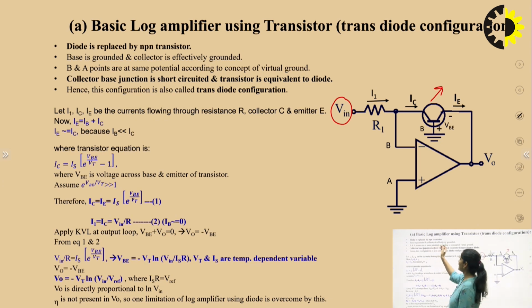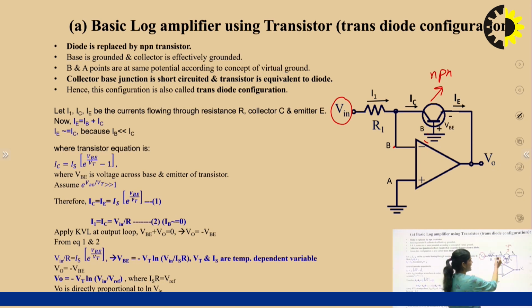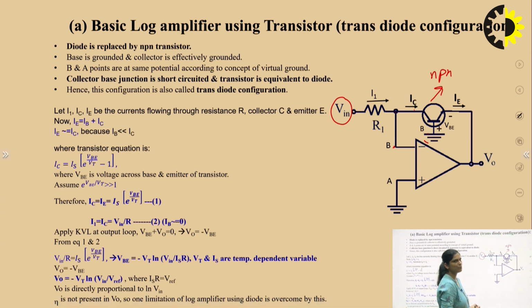Now the base is grounded. You can see this is an NPN transistor: this is the collector, this is the base, this is the emitter. The base is grounded, and the inverting input is virtually short, which means it is also grounded. You can assume the collector is connected to ground and the base is also connected to ground. If the collector and base are short circuited, then the emitter-base junction works as a diode. If it acts as a diode, then the output voltage is directly proportional to the log of the input voltage.